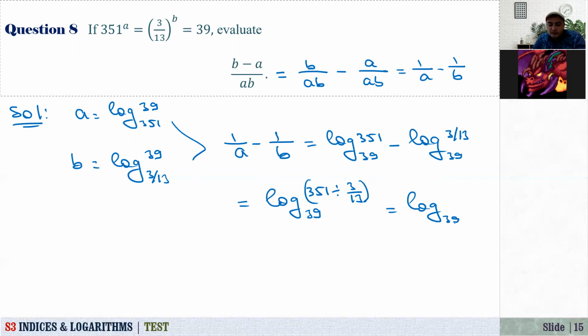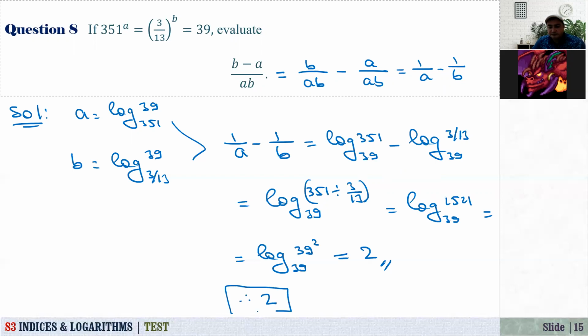So this is equal to log, in the base 39, of 351 times 13 divided by 3, that's equal to 1521. And what is 1521? 39 squared is equal to 1521. So we can write it as log of 39 squared to the base 39, which is equal to 2. So the answer is 2. Okay, that is part B.